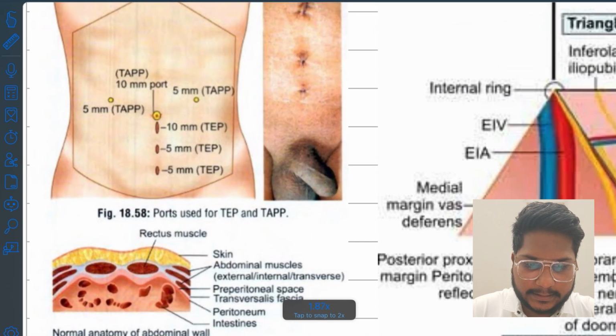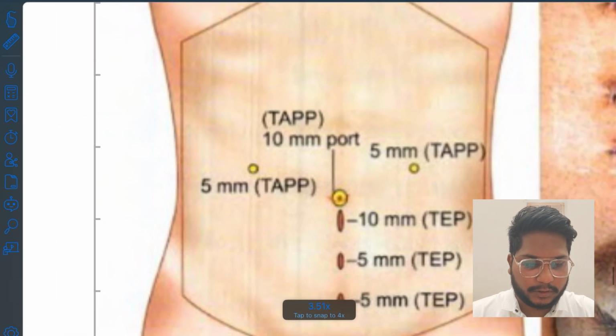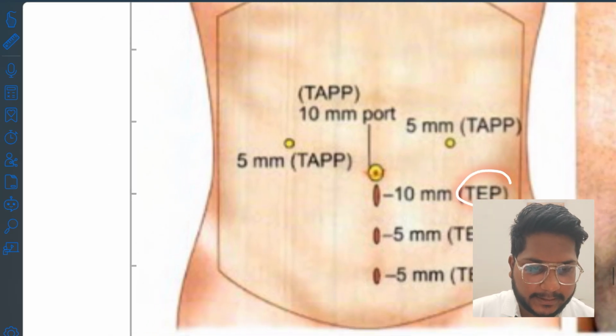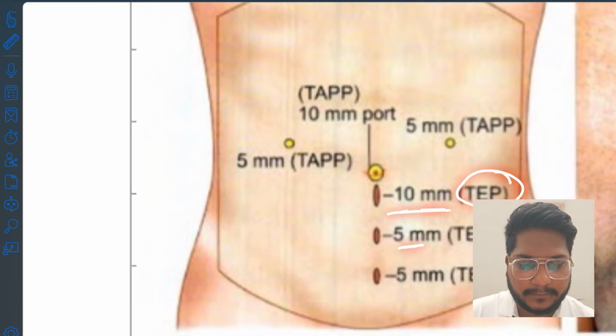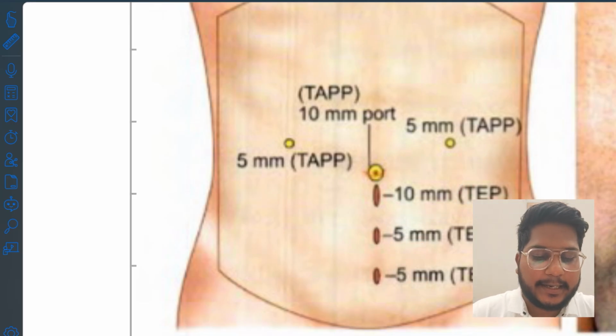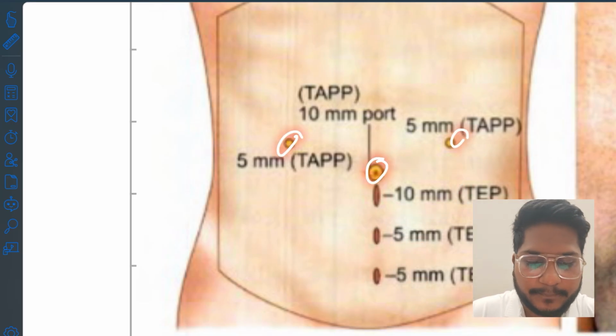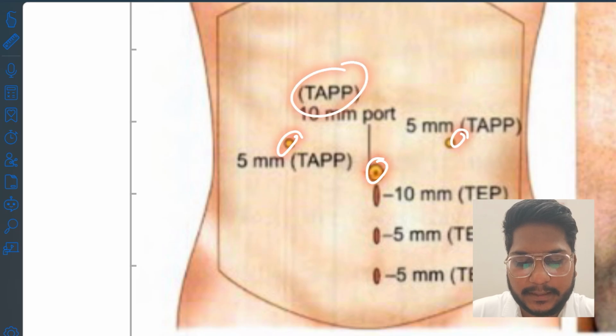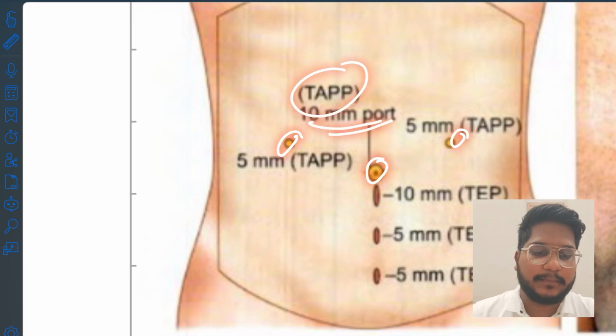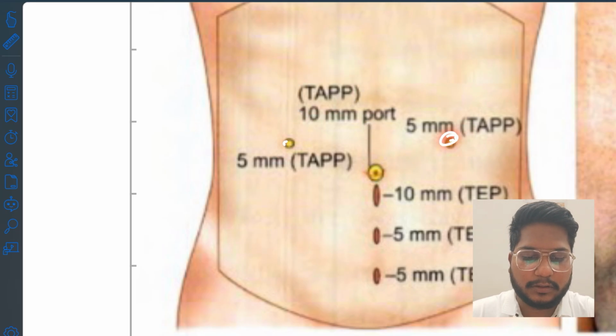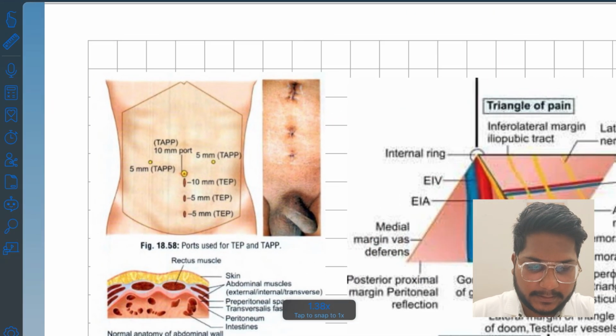So over here are the ports which are inserted. For this technique we have a 10 mm port and two 5 mm ports placed below the umbilicus in a straight line, and in TAPP 3 ports are also there. In TEP, at the umbilicus we give a 10 mm incision, and a 5 mm incision on the right and the left side is given in these patients.